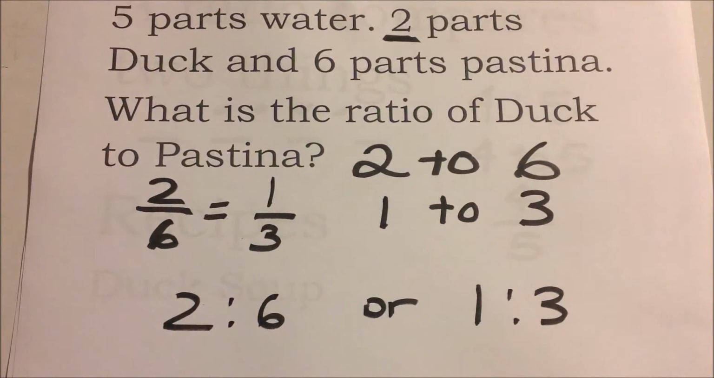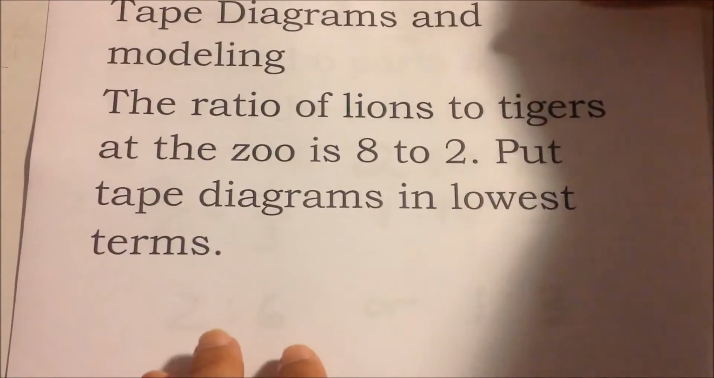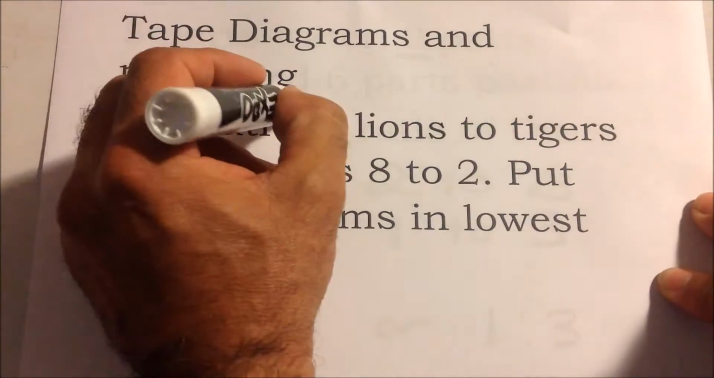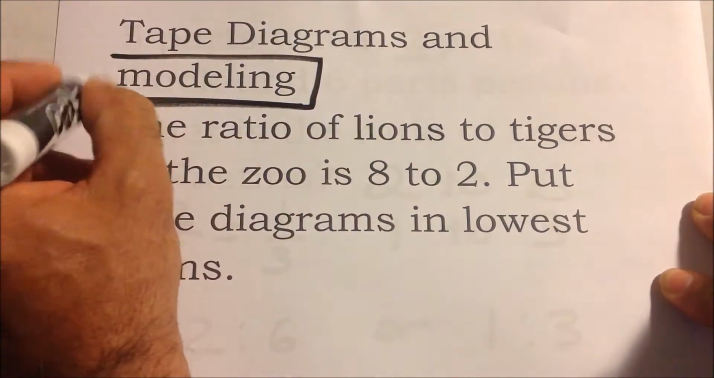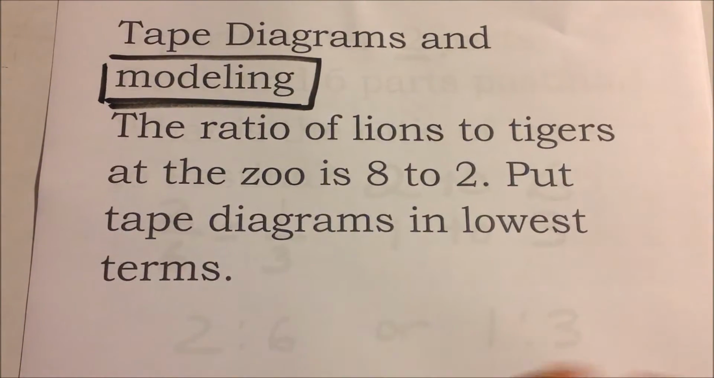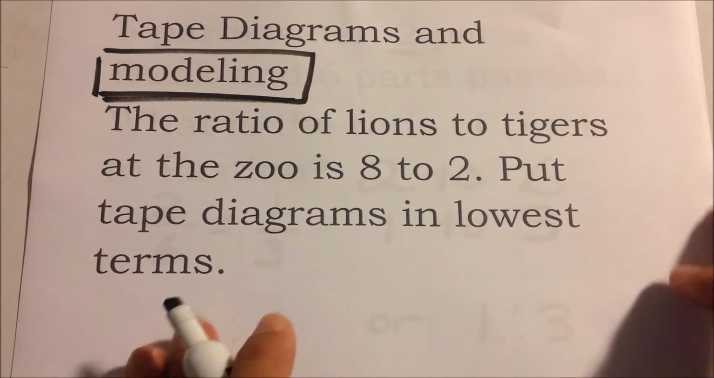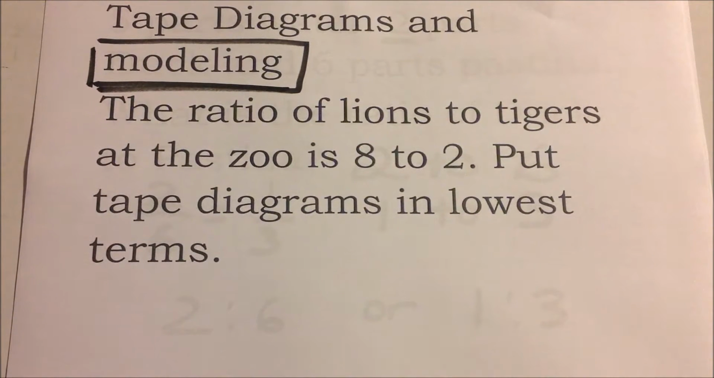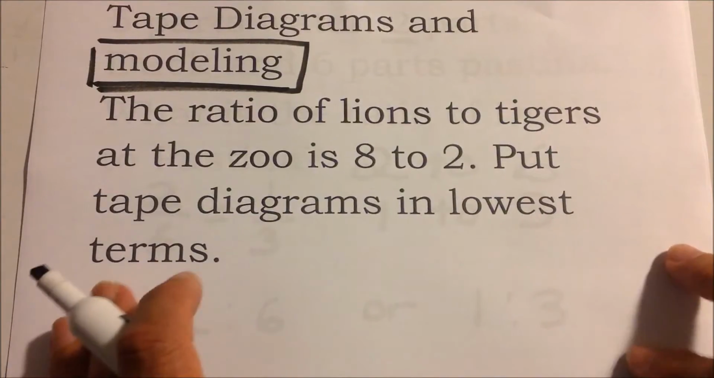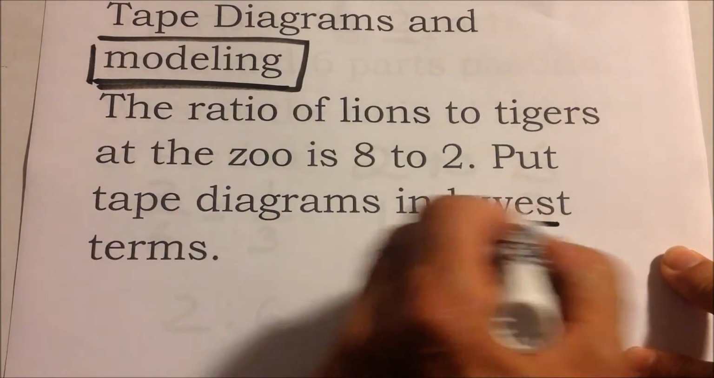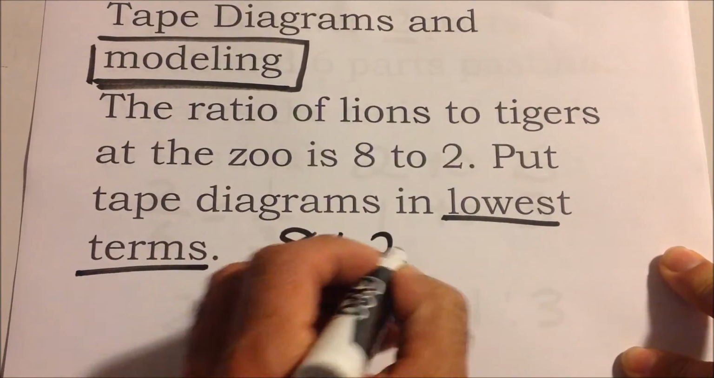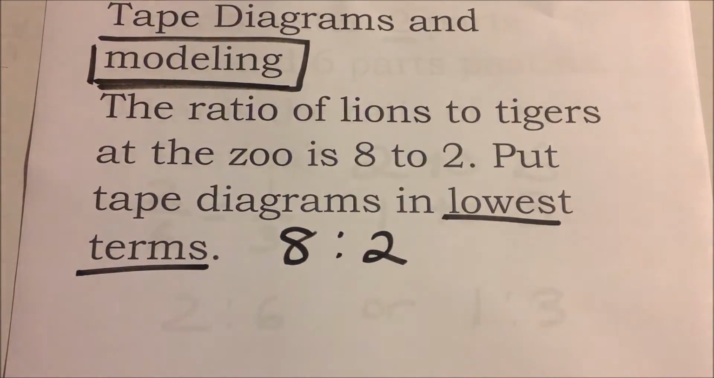Okay. So now, in this video, we're going to talk about tape diagrams and modeling. So when we model things, we just make pictures. That's what we're doing. So I'm going to show you a tape diagram with this question. It says the ratio of lions to tigers at the zoo is 8 to 2. Now with tape diagrams, we're going to always put them in lowest terms. So the ratio is 8 to 2. We can write it like this. But we should put it in lowest terms first.